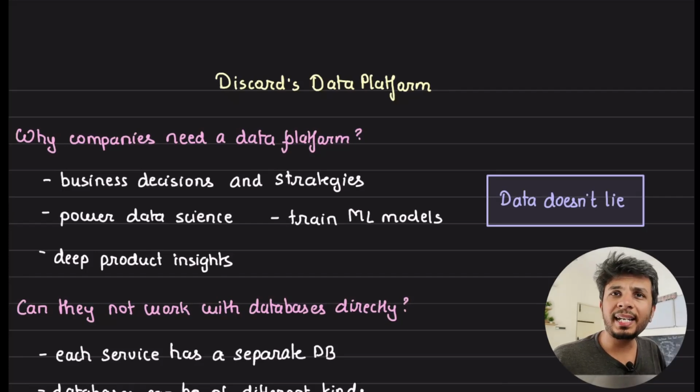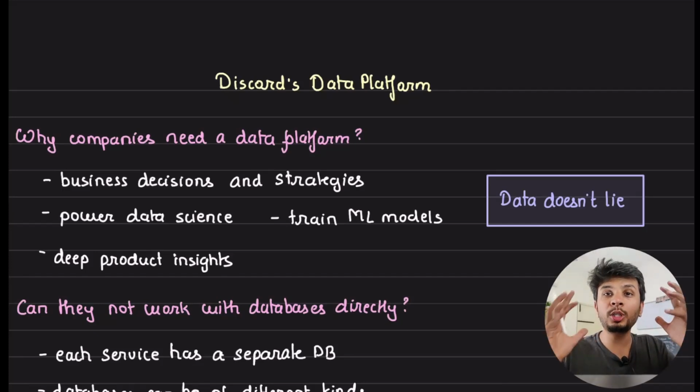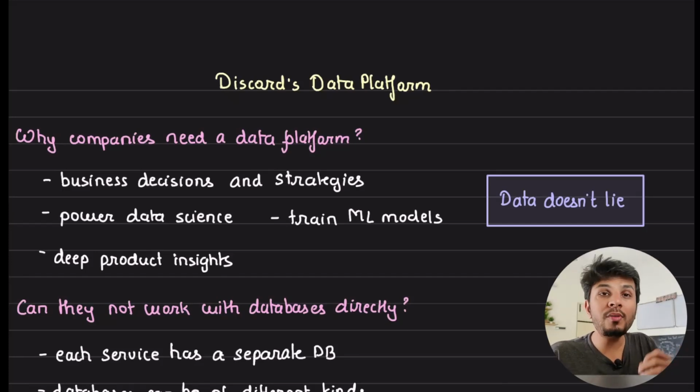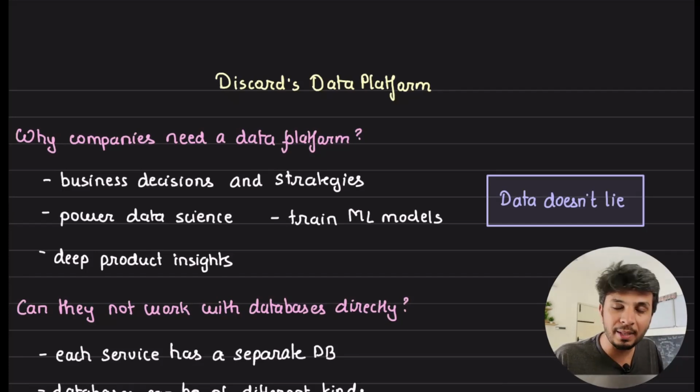So when a company scales, they adopt microservices, and each service typically gets its own independent database. With data being distributed across so many databases, there emerges a need to unify them to extract deep product insights, make strategic business decisions, train ML models, and so much more. In this video, we take a super detailed look into how Discord built its unified data platform that processes trillions of data points and petabytes of data every single day.